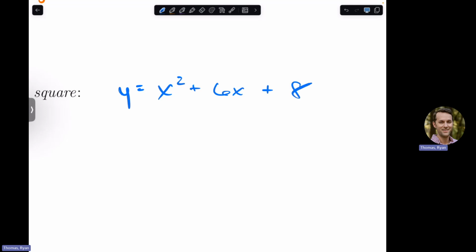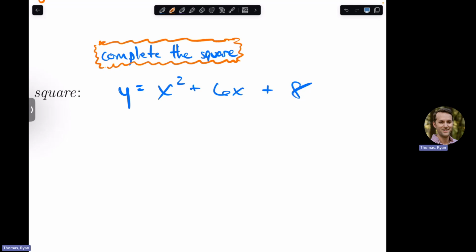Now, this does factor. If we just do the normal trinomial factoring, look for things that multiply to 8 and add to 6, you can factor it. But again, what we want to do is complete the square. And just for emphasis, I'm actually going to write that out again, and maybe underline it in an exciting color or something.